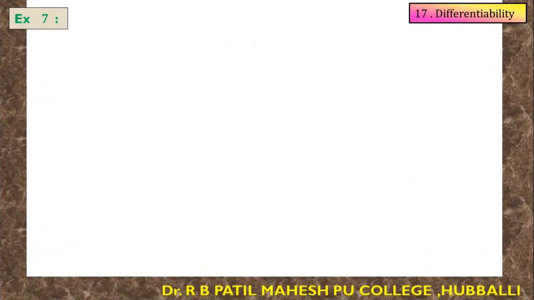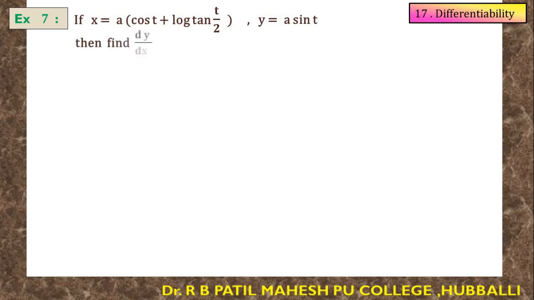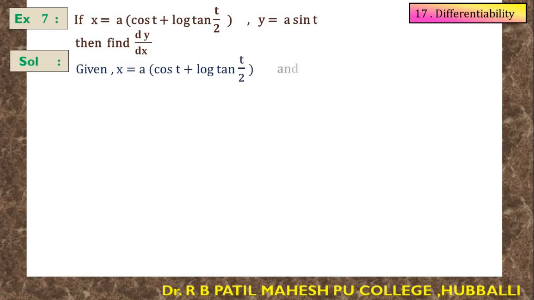Now the next example. This is also a very important example. If x is equal to a into bracket cos t plus log tan t by 2, y is equal to a sin t, then find dy by dx. Here the x function is a little bit complicated. Y is very simple, a sin t. The function's variable is given as t. Here you can see cos t, log tan t by 2, sin t. The variable is t. First you write the given function.